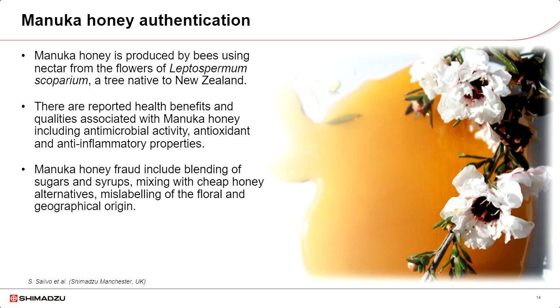As there are strict criteria that must be met in order for a honey product to qualify as Manuka, Manuka honey attracts a price premium, making it an obvious target for adulteration and misrepresentation. Examples of Manuka honey frauds are blending with sugars and syrups, mixing with cheap honey alternatives, or mislabeling of the floral and geographical origin.